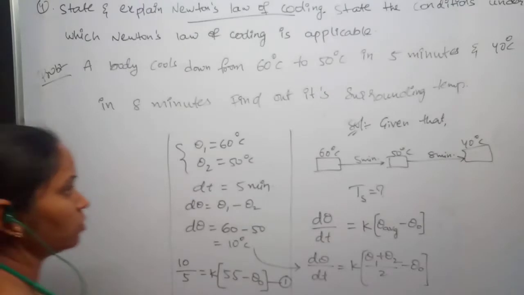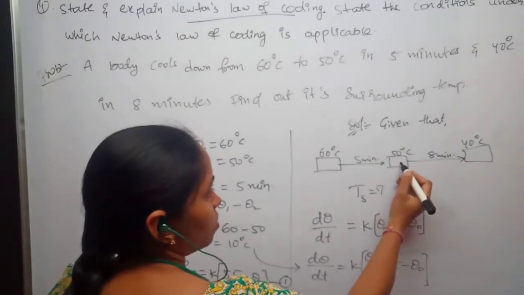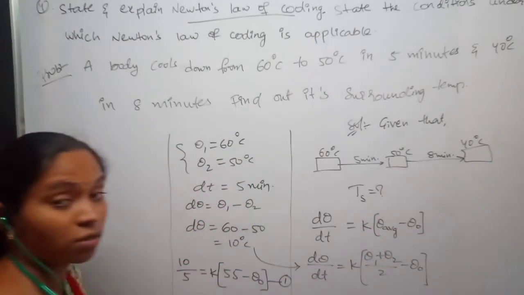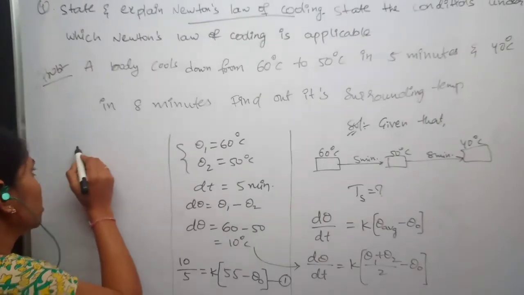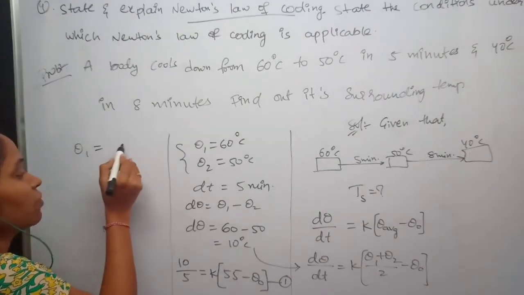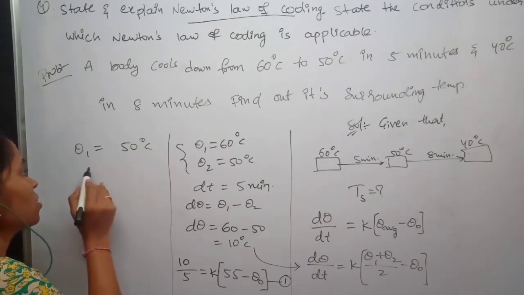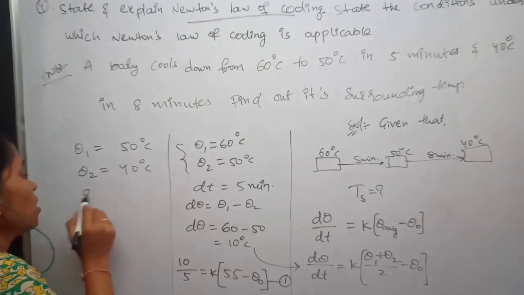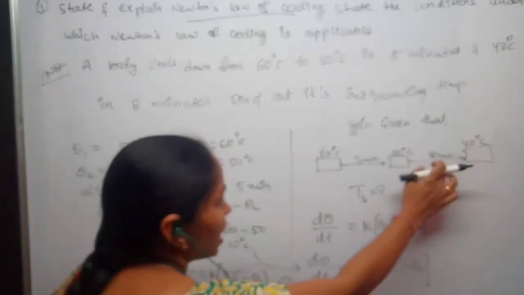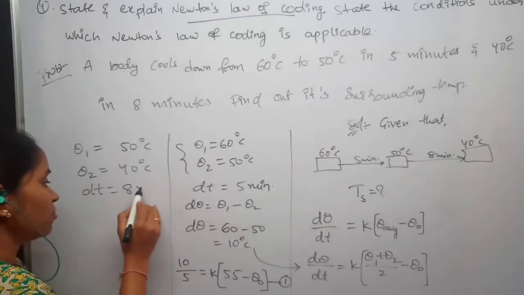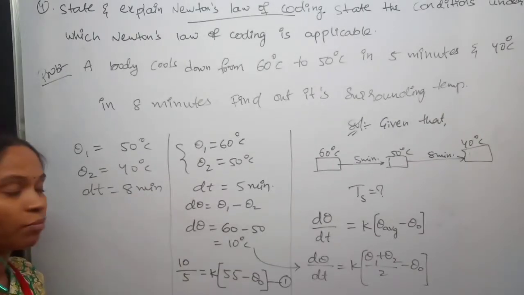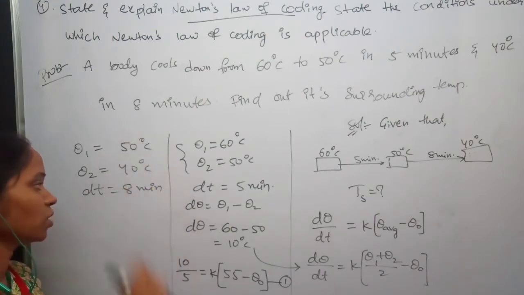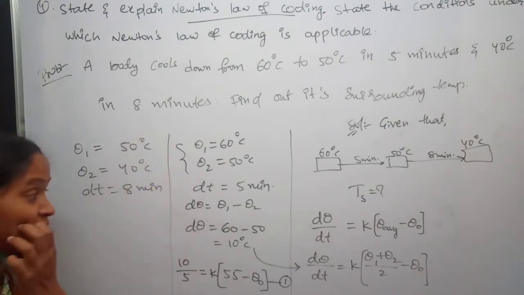And again the temperature is changed from 50 degrees Celsius to 40 degrees Celsius. Here initial temperature theta 1 is 50 degrees Celsius, final temperature theta 2 is 40 degrees Celsius, and the time taken to decrease the temperature from 50 to 40 degrees Celsius is 8 minutes.